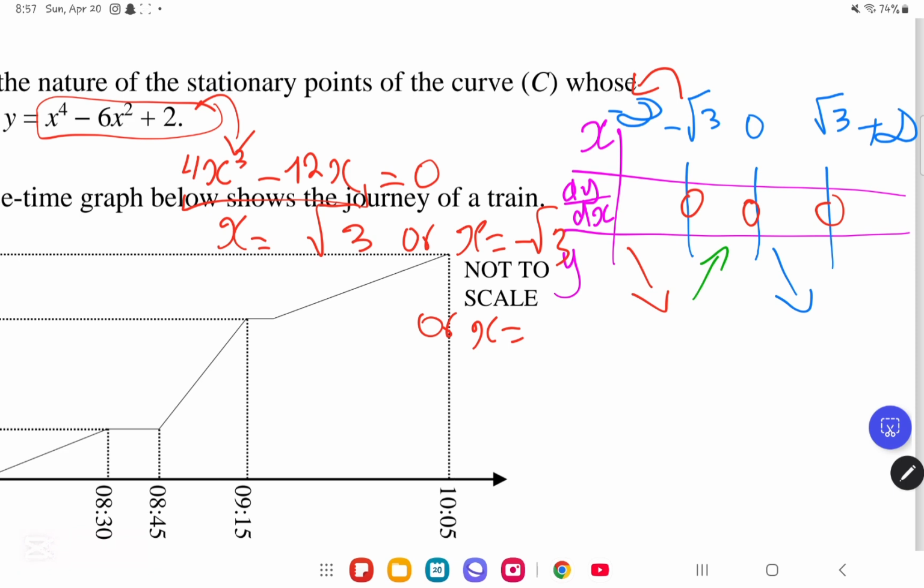So let us say you chose radical 5. So then it would be 4 times radical 5 to the power of 3 minus 12 times radical 5. And you will get what? You will get a positive answer, so this one is going up.